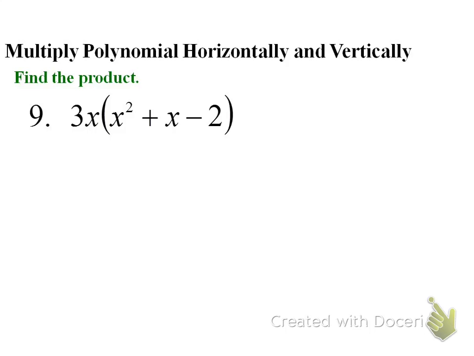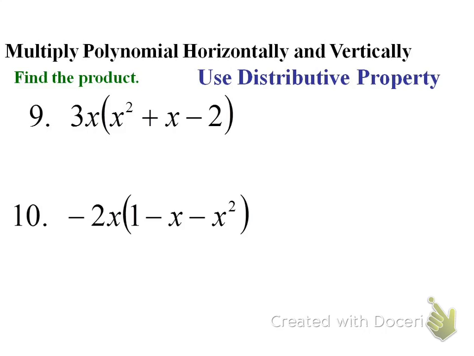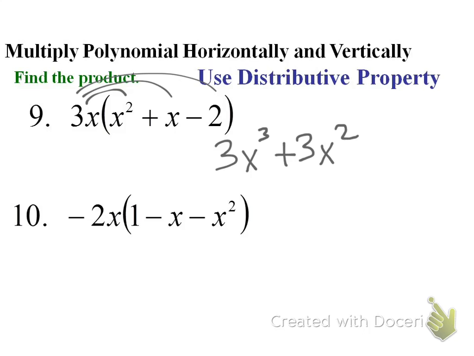Right now I have a monomial, because it's one term, times a trinomial, because there's 3 terms. How do I do that? Distribute, good. Once we're done, we'll get 10 out of the way as well. So I need to distribute here. That gives me 3x to the third plus 3x squared minus 6x.